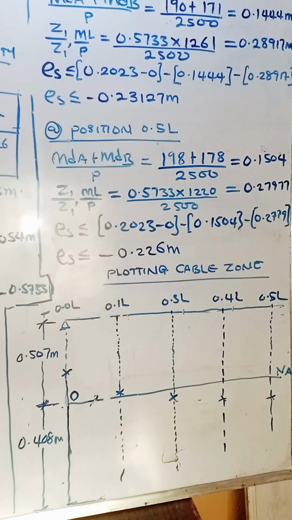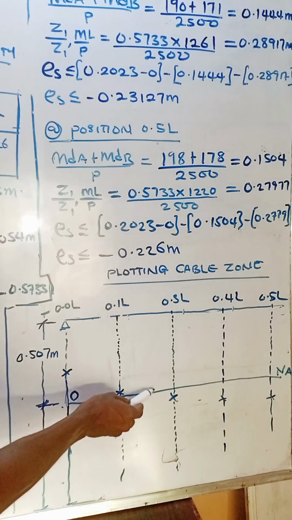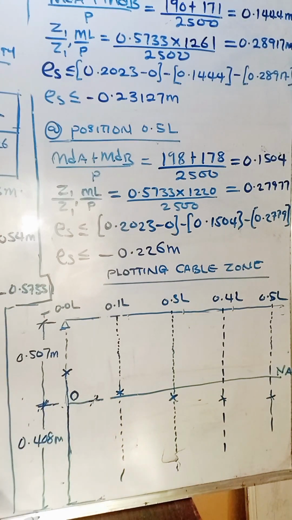So in plotting the cable zone, the first thing we need to do is to obtain the neutral axis of the beam. And the neutral axis of the beam, we've drawn it at this point. So this is the neutral axis of the beam. From the bottom of the beam to the neutral axis is 0.408. And the total depth of the beam is 915. So what is left is 0.507 meters from the neutral axis to the top of the beam.